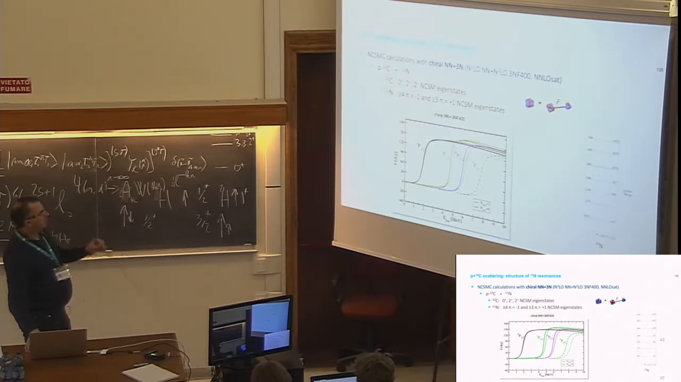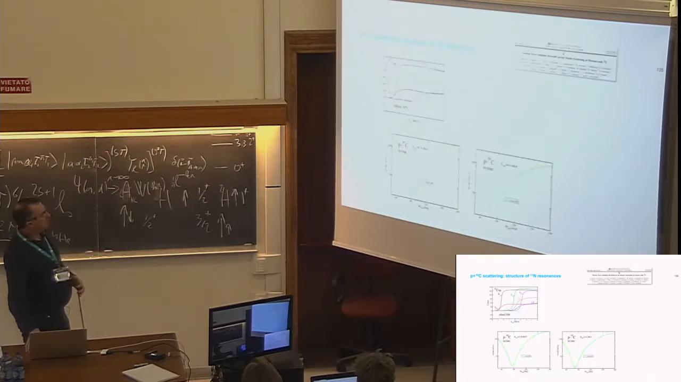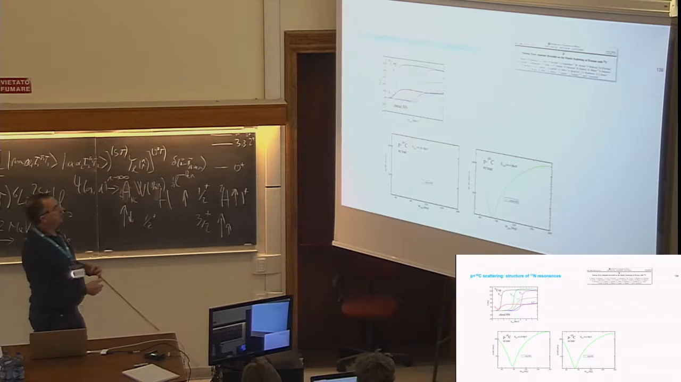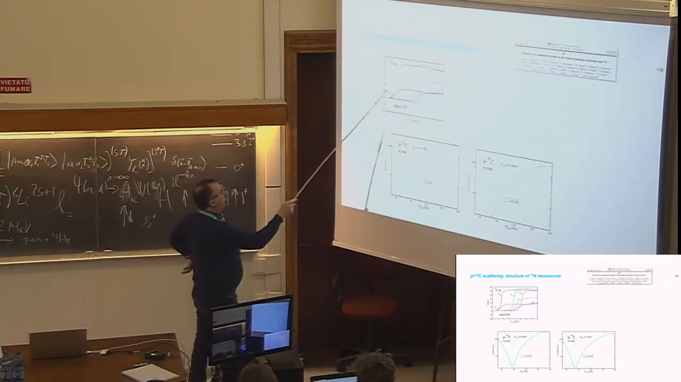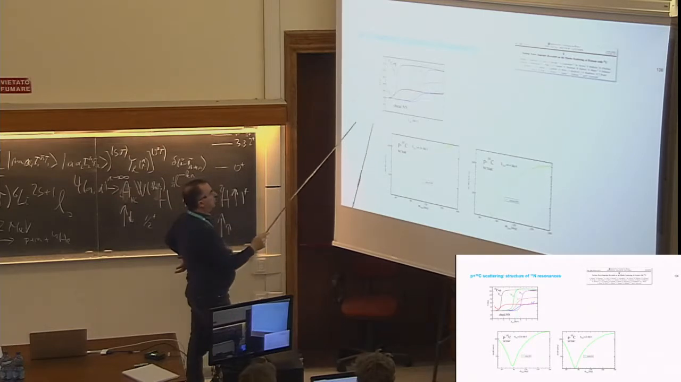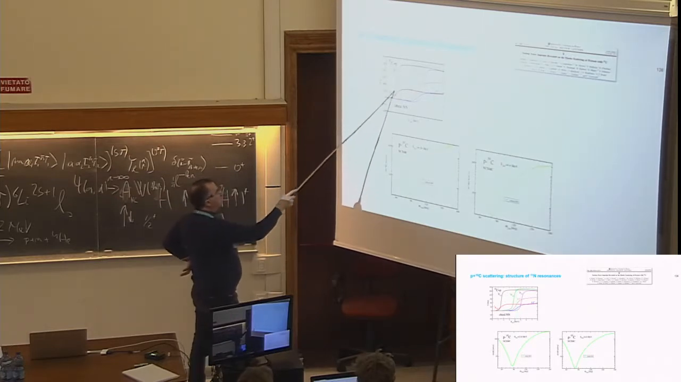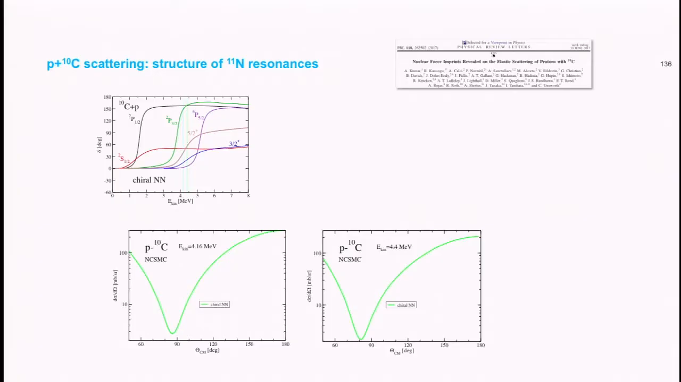Okay, so now we can solve this. So we get the phase shift, we get the S matrix, we get the cross section, and so here I have again the example of the phase shift for the carbon-10 plus proton. So this is this 1/2 minus. This is the 3/2 minus. This is the S wave 1/2 plus. There is the D wave 5/2 plus.